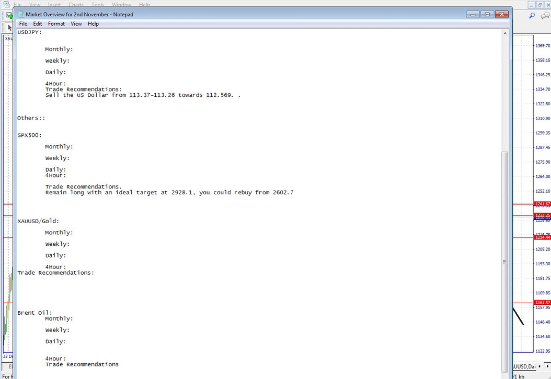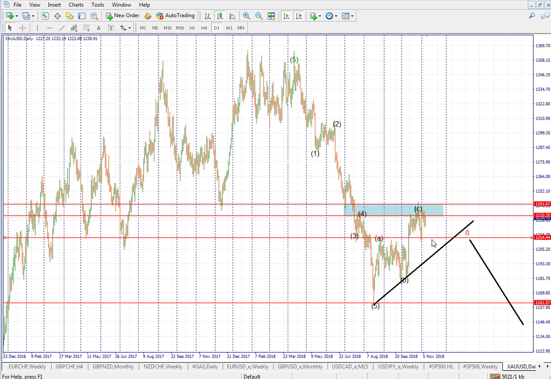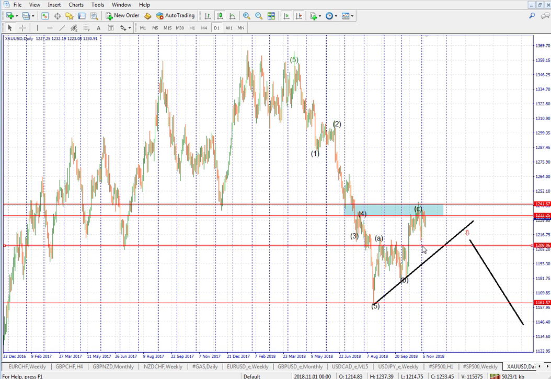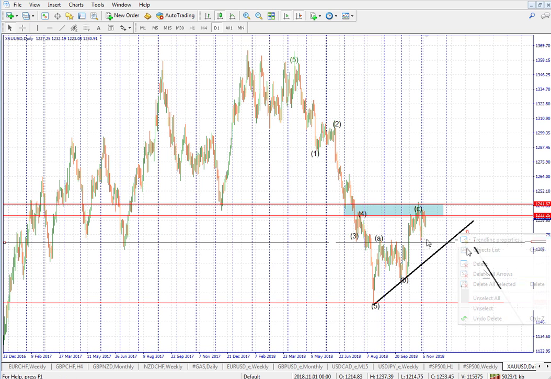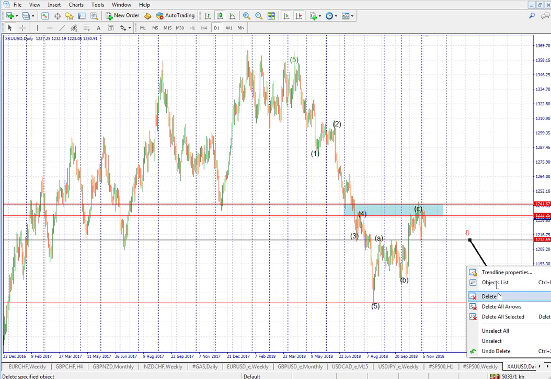A good sell from 1232.25, 1241.67 towards this line. We have, that is this line here. There is that line which is level 12.69, towards 12.69.